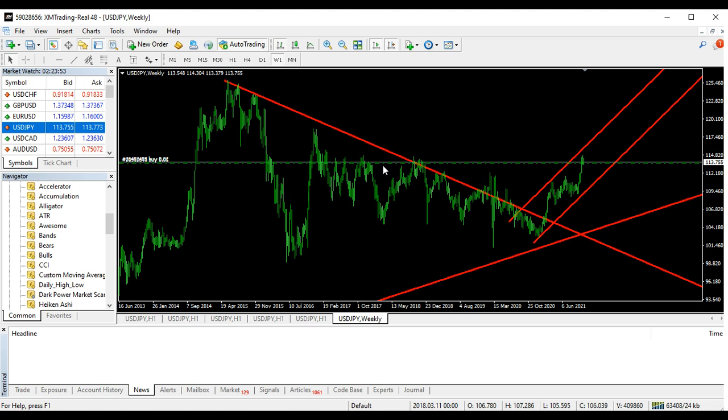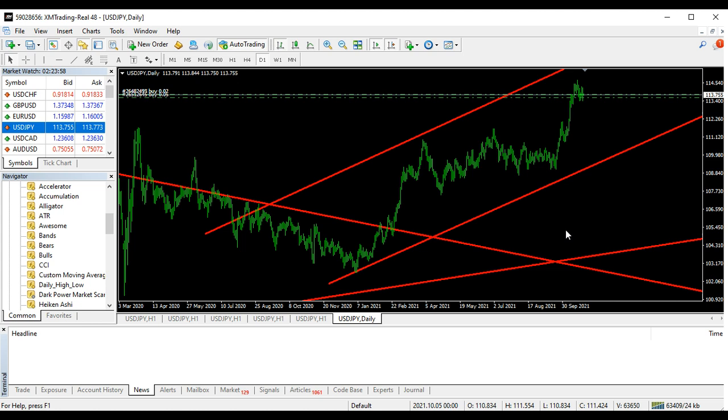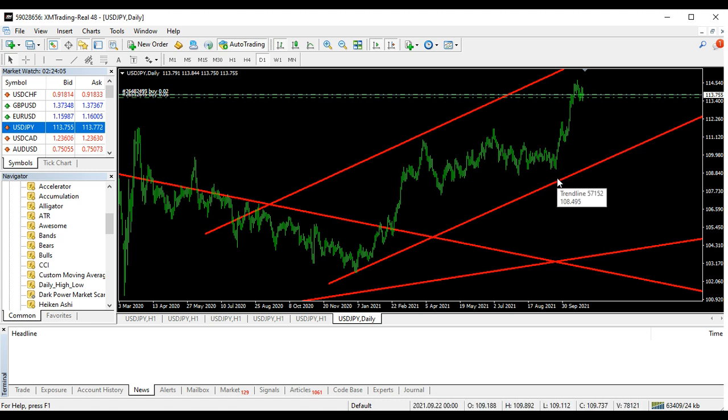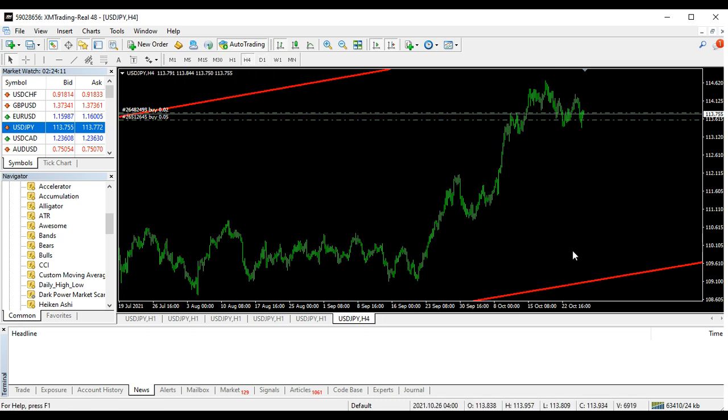Then when you have done this on the weekly chart, you can go back to the daily and see how the daily is performing and moving up along the channel. Great. Then if the daily is going up, it means the 4 hour also is going up. There's nothing to worry about, because the weekly is the king of all charts. You've done your analysis from the weekly, so you've got nothing to fear.